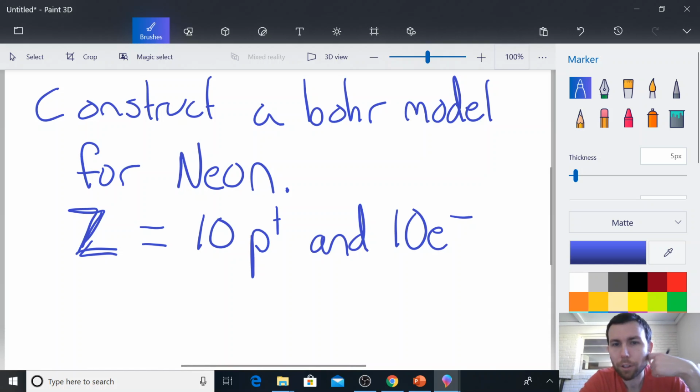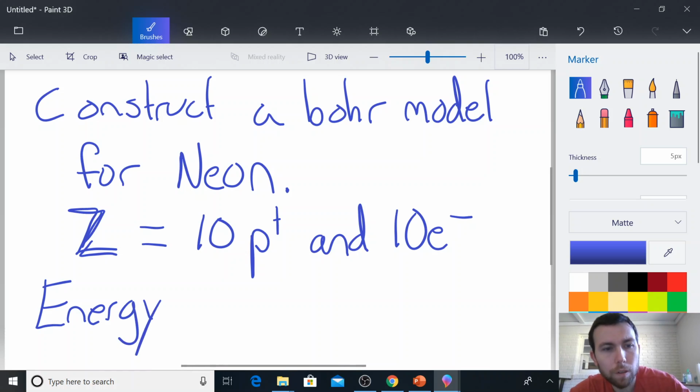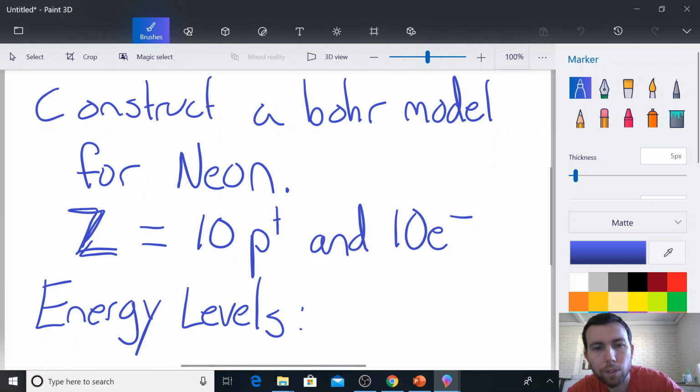The next thing we look at is what row it's on, so we can figure out how many energy levels it has. On the periodic table, you should see that neon is on the second row, the second energy level, so it has 2 energy levels. Okay, now because we've been able to identify that information, we can go ahead and start to construct our Bohr model for neon.